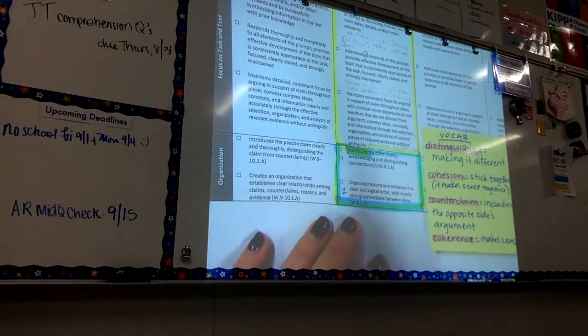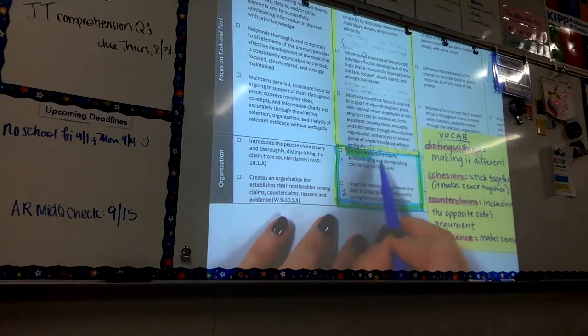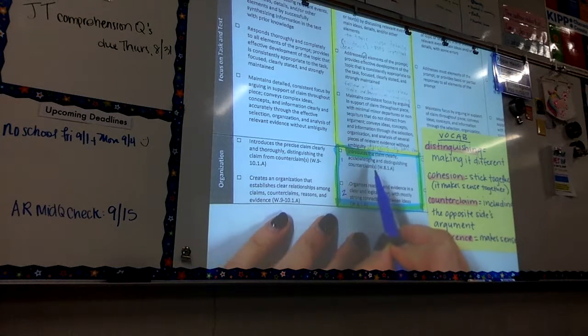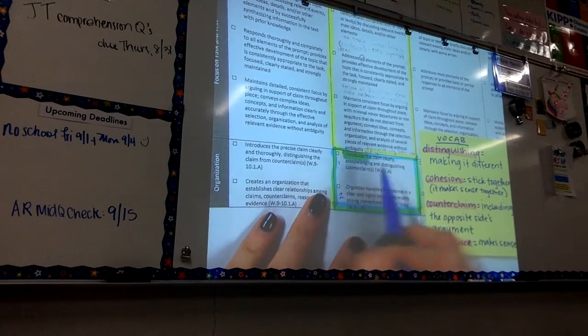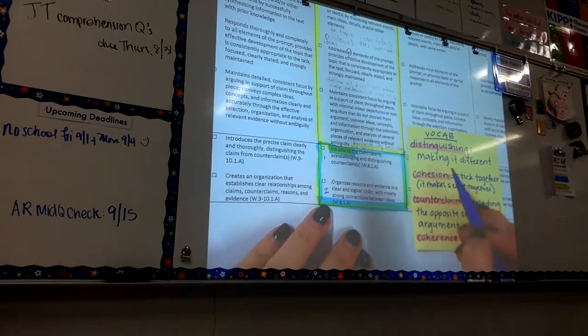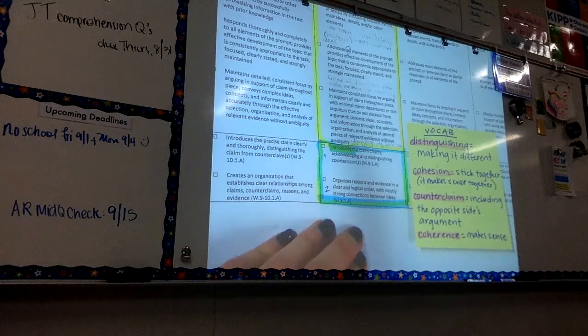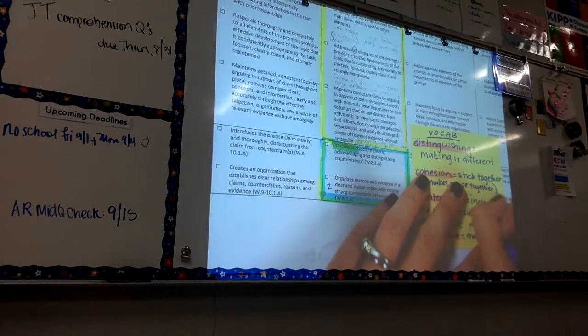All right, y'all. So in part 1 of organization, we're going to introduce the claim clearly, acknowledging and distinguishing counterclaims. Well, there's at least 3 words in there that I don't actually know: acknowledging, distinguishing, and counterclaims. Now, distinguishing means making it different, showing that it's separate. And a counterclaim is including the opposite side's argument. You might have heard this called counter-argument. Does that sound familiar? Yeah. All right, so AKA counter-argument.